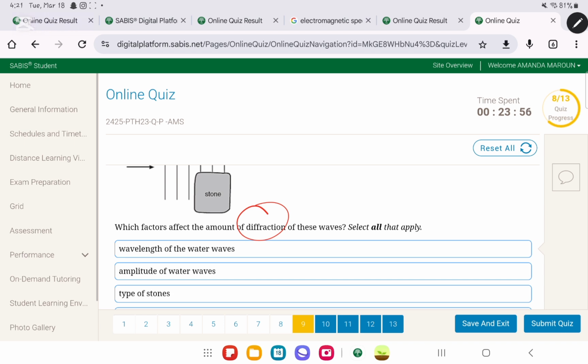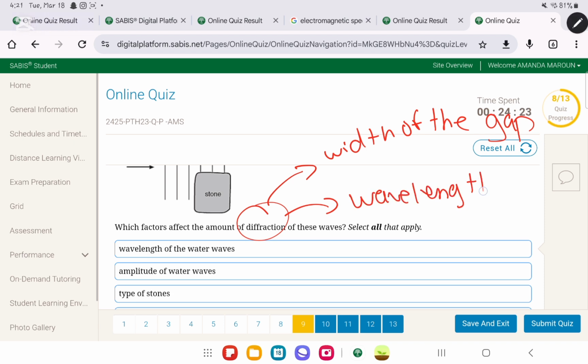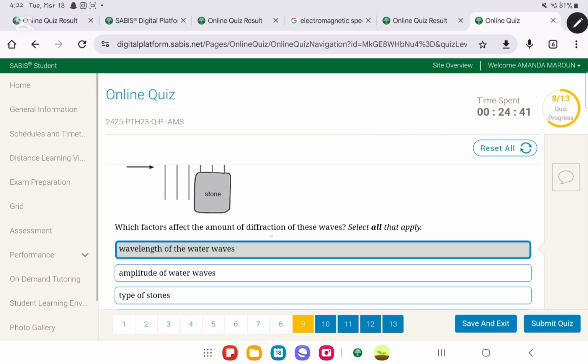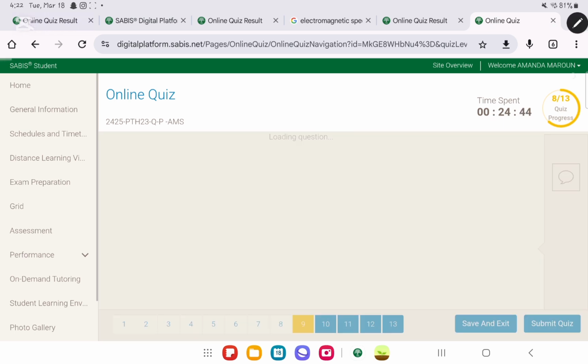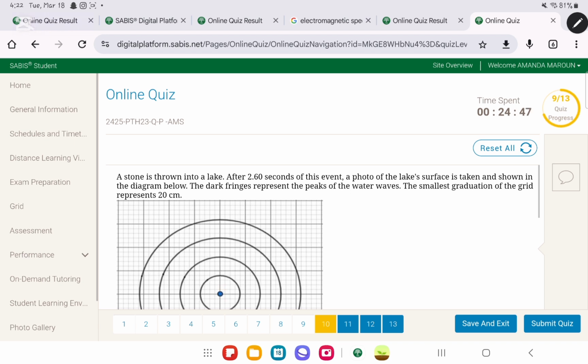What you should know is that there are mainly two factors that affect the diffraction. It is the width of the gap, so the smaller the width of the gap, the more diffraction will happen, and the wavelength of the water wave. So if the wavelength is in nanometers, then the gap, of course, has to be very small, in nanometers. But if the wavelength is in meters, it should not be that tiny. It should be big, like almost a centimeter gap, for example. Okay, so the wavelength of the water waves and the width of the gap affect the diffraction of water.